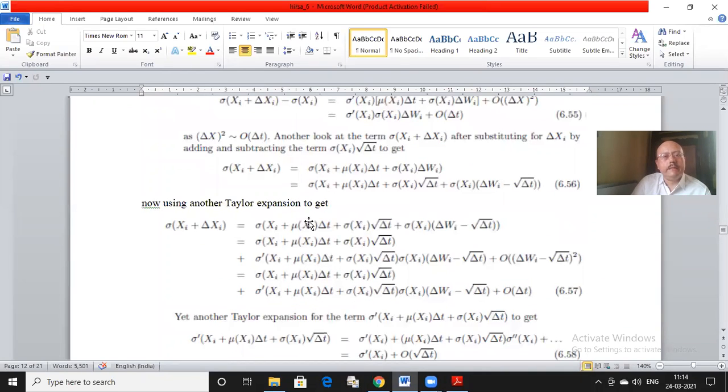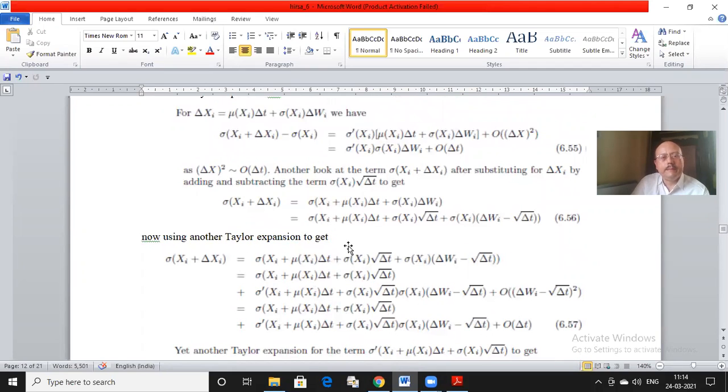Now use another Taylor expansion. Again, sigma xi plus delta xi. I am expanding. Now I am expanding around this point. So what is happening here? So this is the same expression as 6.56 here with an addition subtractions artificially. Now what am I doing? I am now expanding it around this point up to this part.